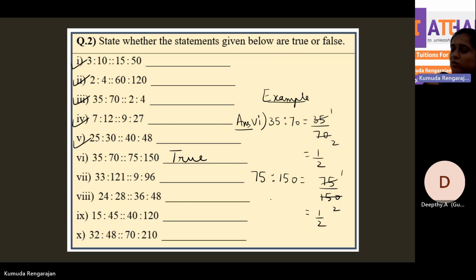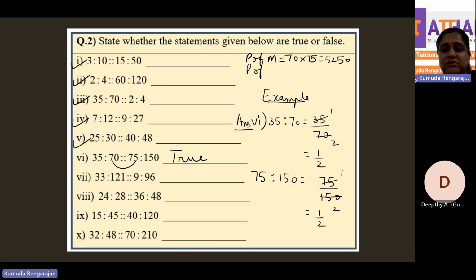There's another way of working also. What do you think is the other way? Products, yeah, because it's given in proportion, right? So you can also write it like this. You can also work it like product of means is equal to, what's the product of means? For the sixth one, 17 to 75. So that is 5250.